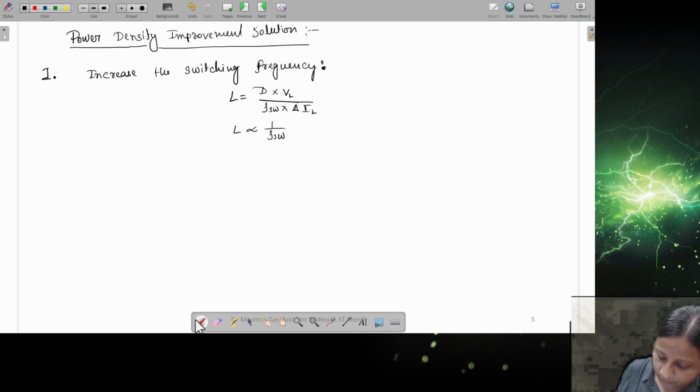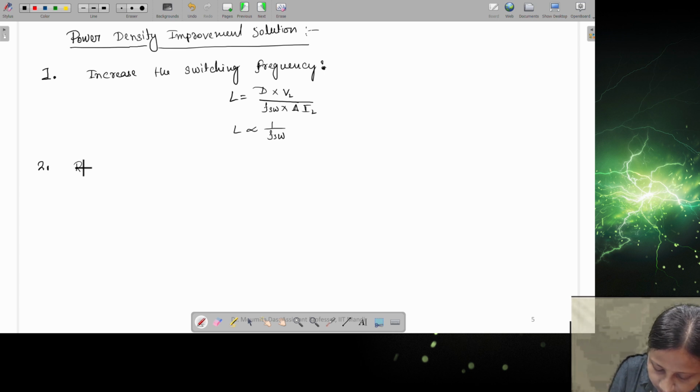Now the second thing we can consider is reducing switching losses.